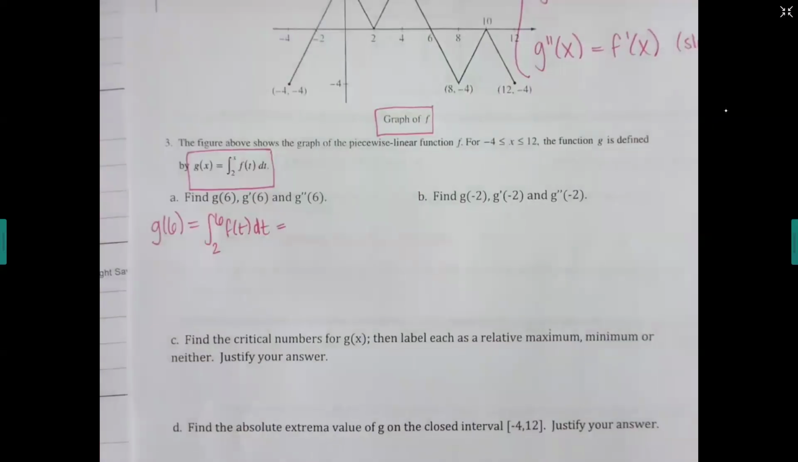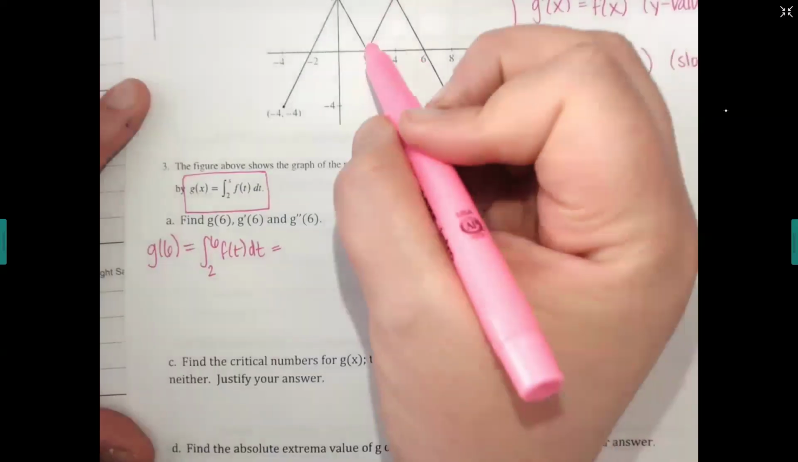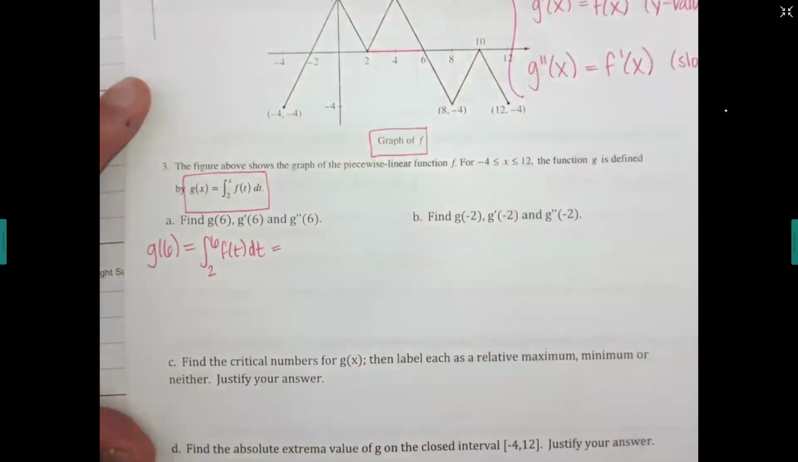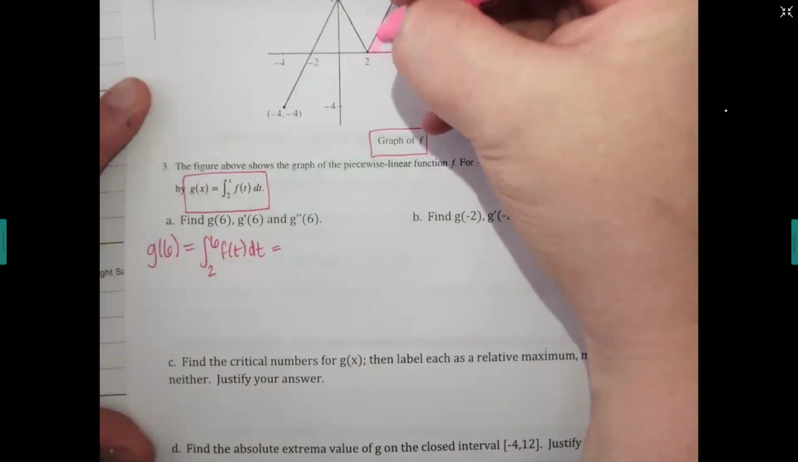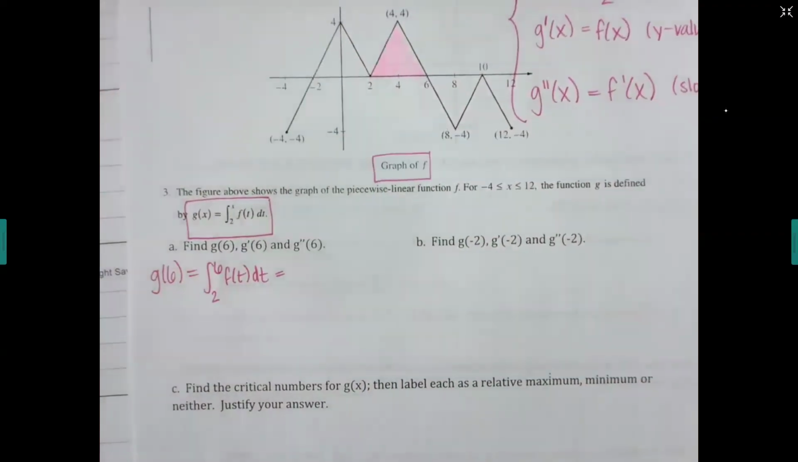And then in my mind, I know that this means I'm going to calculate an area. So on your graph, will you shade the space from 2 to 6 between the graph and the x-axis? So 2 to 6 would be here to here. And then I'm only shading between the graph and the x-axis. What shape is that? Triangle.